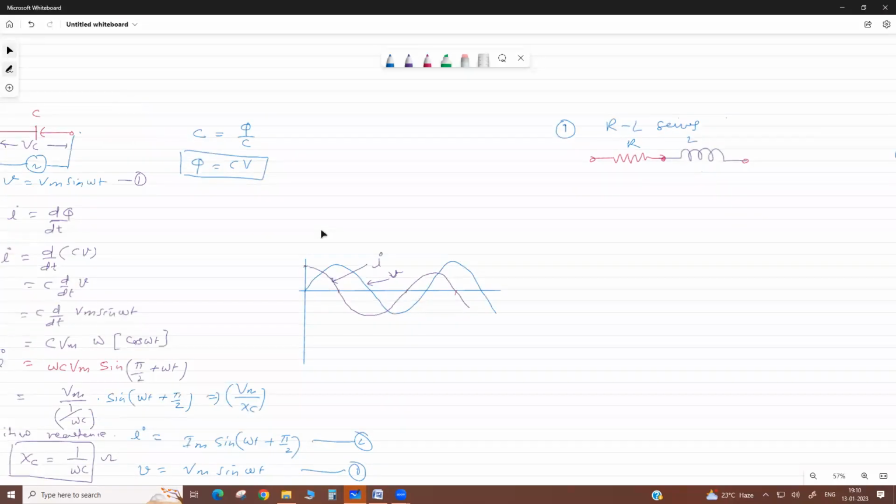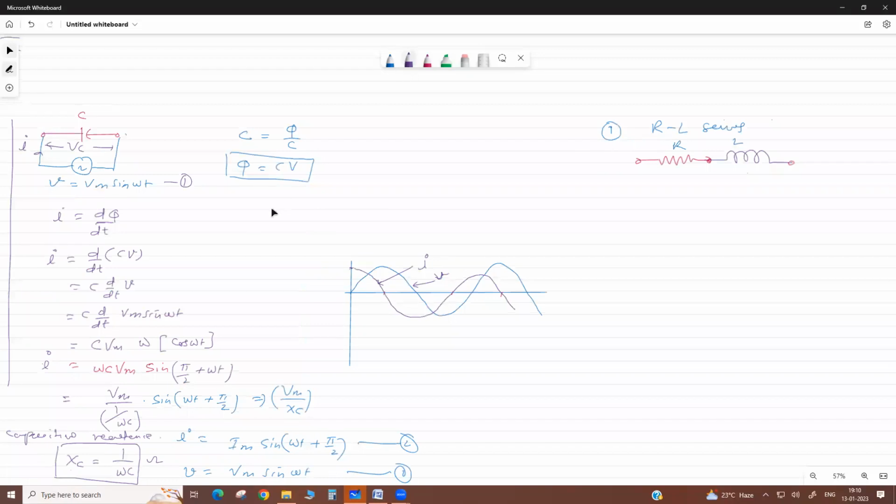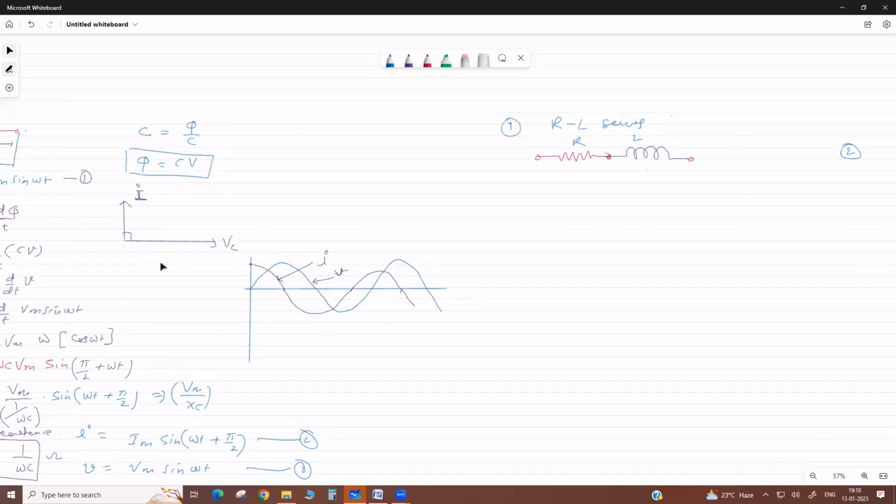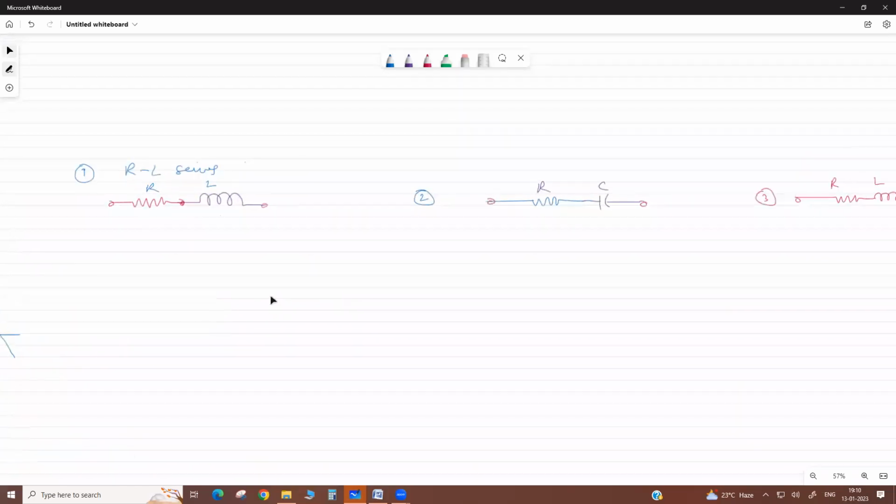Here in a capacitor, if we see the vector diagram, this is your voltage, suppose, and the current leads by 90 degrees, okay? Here is zero leading power factor in a practical capacitor.